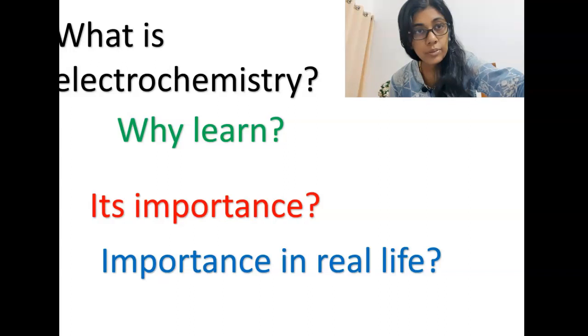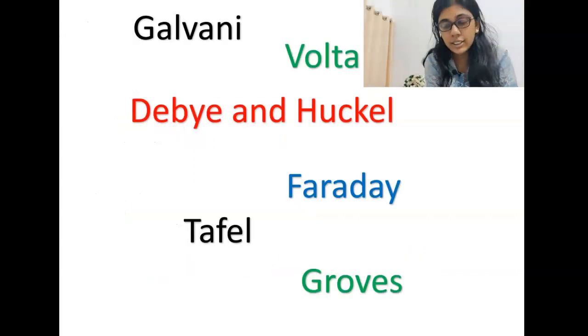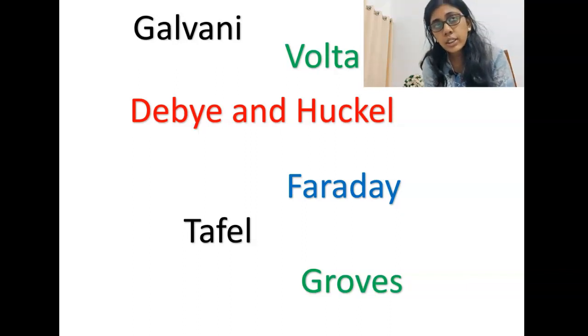The birth of electrochemistry occurred actually 200 years back, that is in 1791. So the person, Luigi Galvani, he was actually performing dissection of a frog. So electrochemistry was actually born in the interdisciplinary field of biology and electricity.